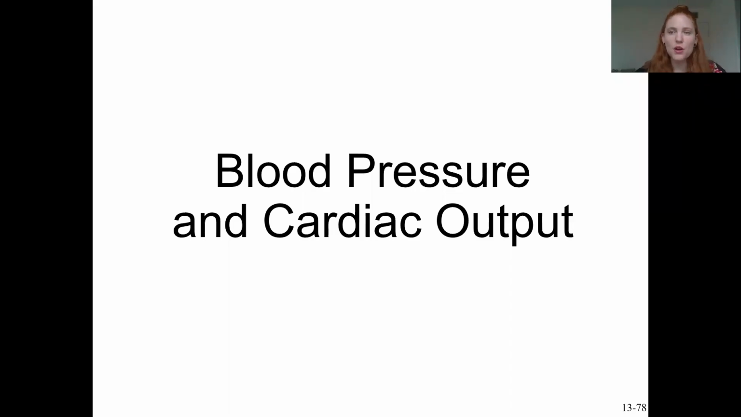Okay, so now we are moving on. We're continuing with the cardiovascular system, but we're going to be talking about blood pressure and cardiac output, which is related to blood pressure. This lecture is very heavy on concepts, so make sure that you're really understanding the relationship between different variables, because that's the hardest piece, understanding how they affect other variables.